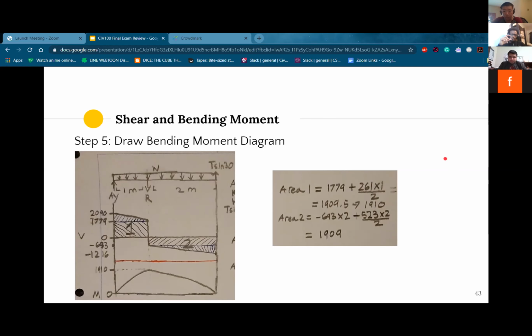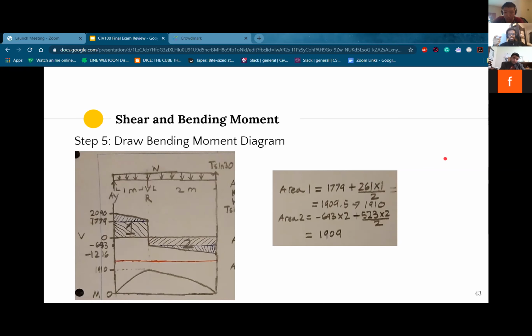The difference between 240 and 1779 is 261. So that's our height. Our width is 1 meter, and then divide by 2. That's going to give us 1910 for area 1. Area 2, same thing, the rectangle, negative 693. Then you have your width, which is 2, so you multiply that for the rectangle. For the triangle, that's negative 523 times 2, because our base is 2, divide by 2 because it's a triangle. And that gives you 1910.